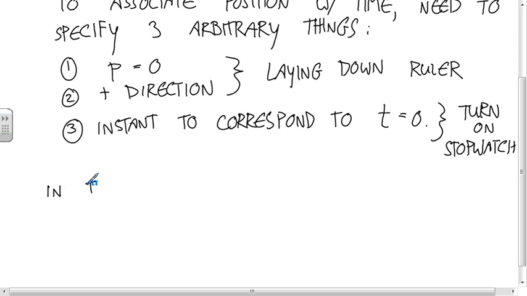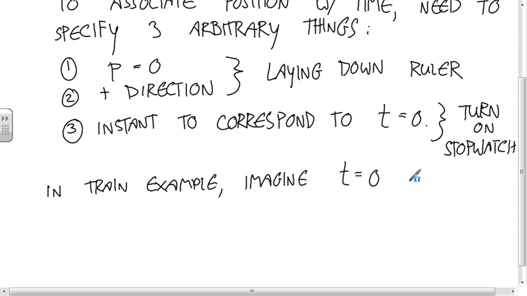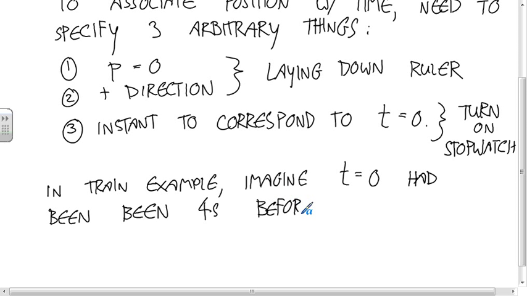So in the train example, imagine time equals 0 had been chosen, let's say 4 seconds before the snapshot that's shown, like the picture that I drew.